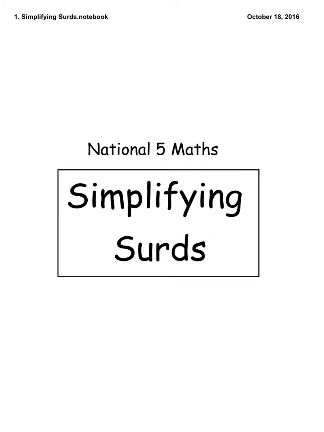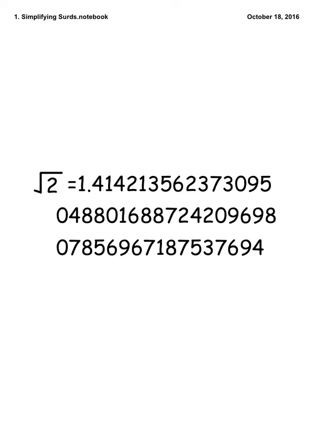Today we're going to look at simplifying surds. Surds are irrational numbers, meaning that they go on and on forever. Here are the first 50 digits of the square root of 2. So instead of writing all those digits out, we just represent this surd as a square root sign with the number underneath. Much easier and much quicker to write.